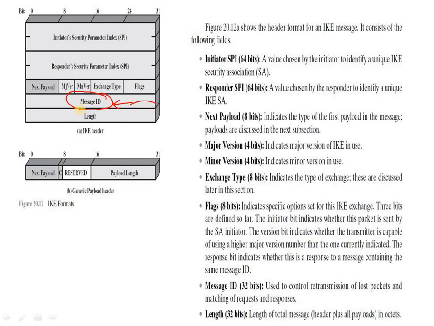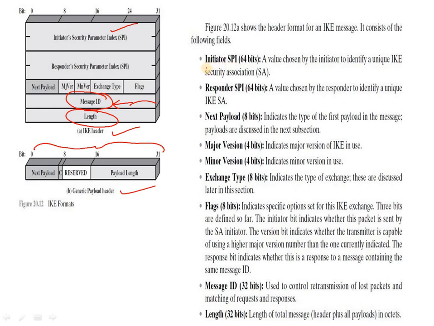Then this is the total length of the message. Length is nothing but the total length of a message. This is the IKE header. And this is the diagram for the generic payload header. The generic payload header is also of 32 bits. So we already know about the security parameter index. It is of the size 64 bits.